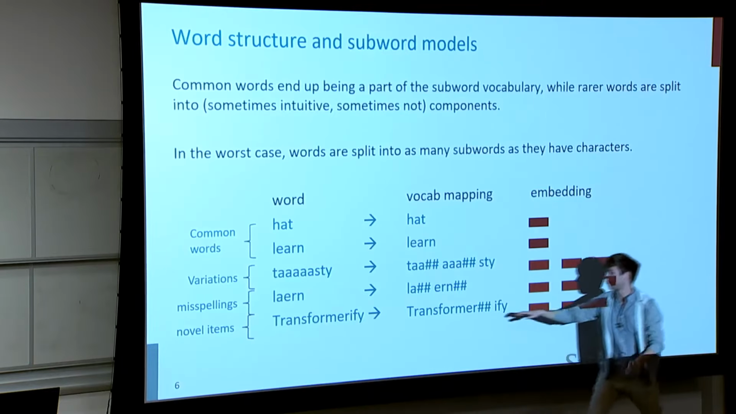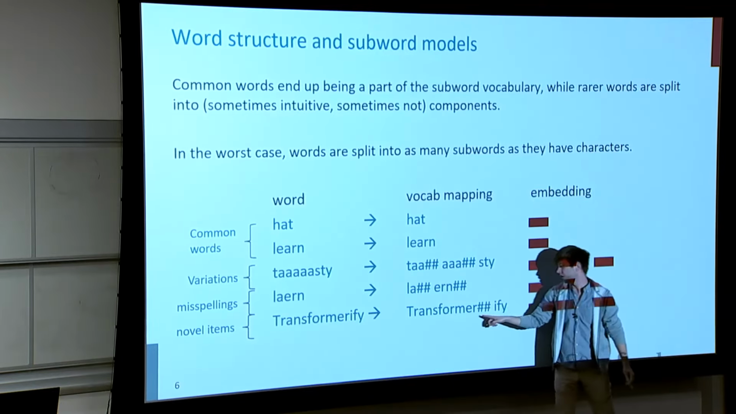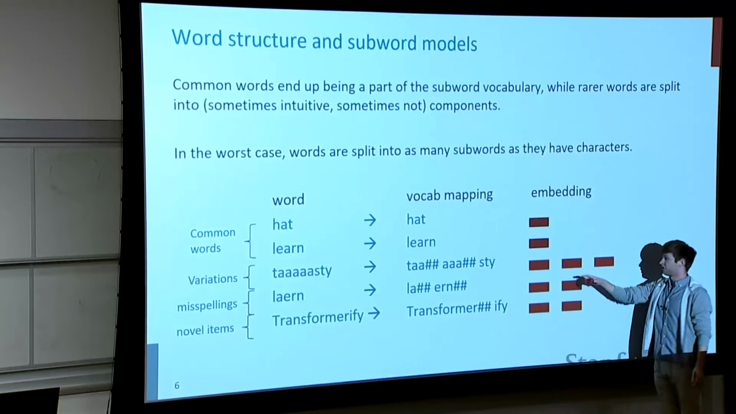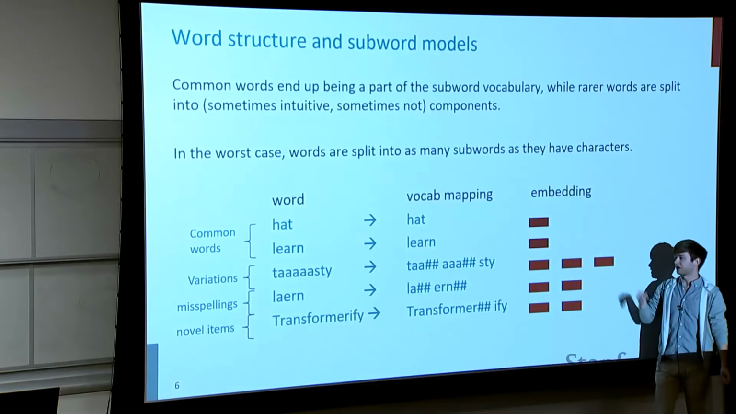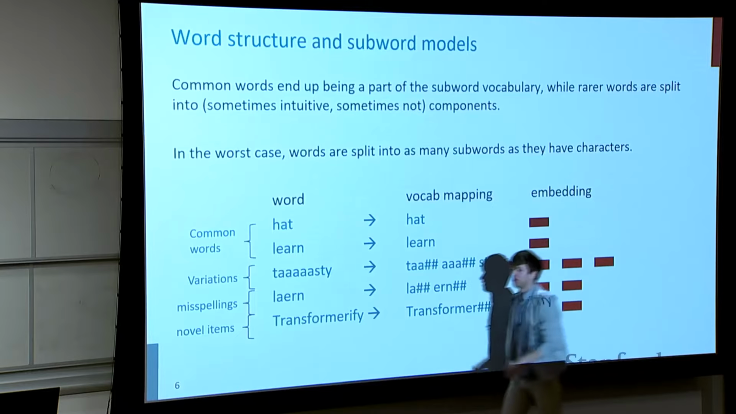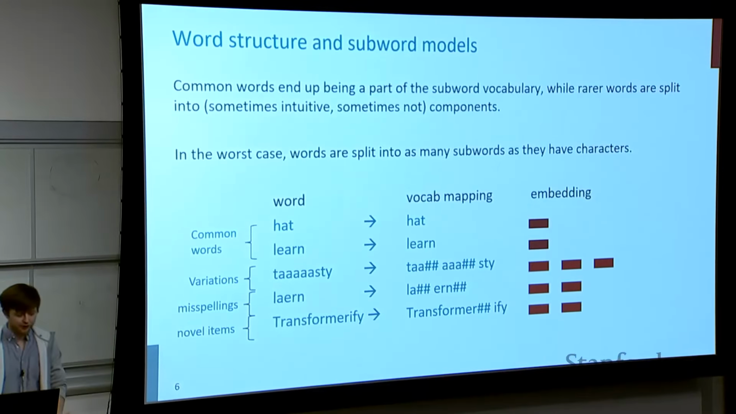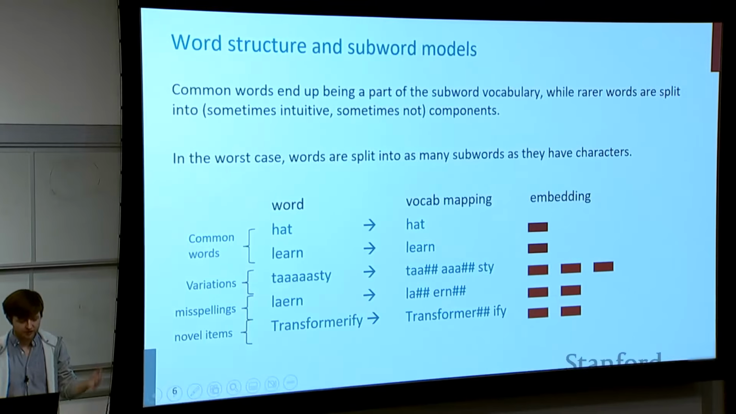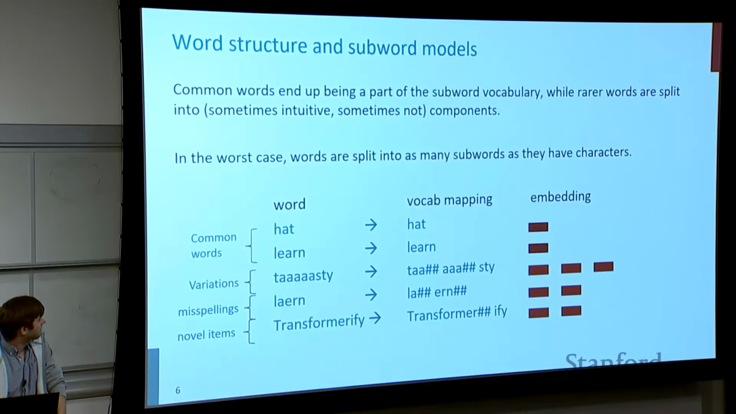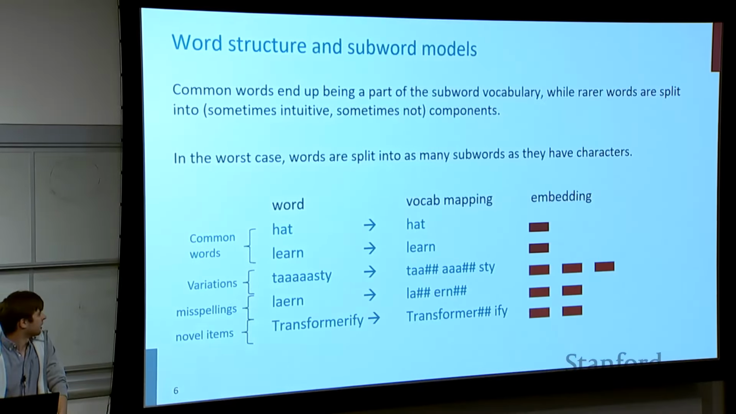And so same with transformerify. Maybe transformer is its own word, and then ify. And so you can see that you have 3 learned embeddings instead of 1 useless unk embedding. So this is just wildly useful and is used pretty much everywhere. Variants of this algorithm are used pretty much everywhere in modern NLP.